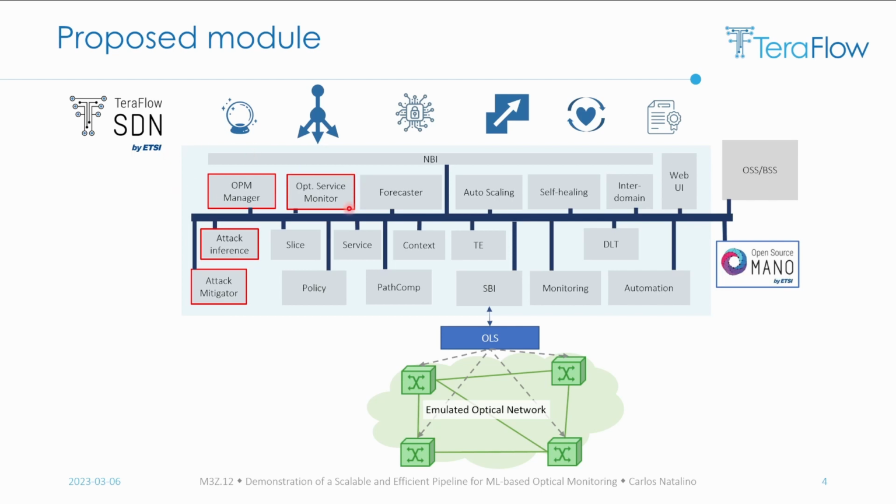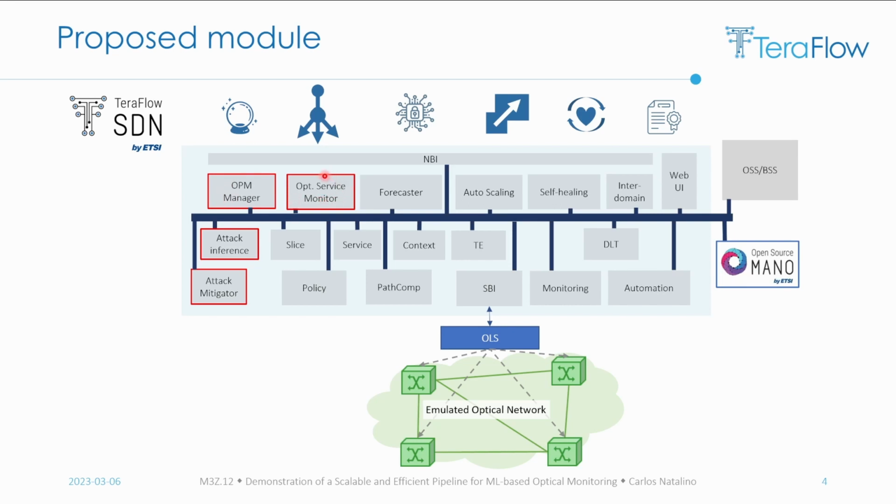But besides the entirety of the SDN controller, what we have is 4 different modules. The first one we call OPM Manager, and this is the component that is responsible for managing the entire loop. So it's the one that triggers everything.